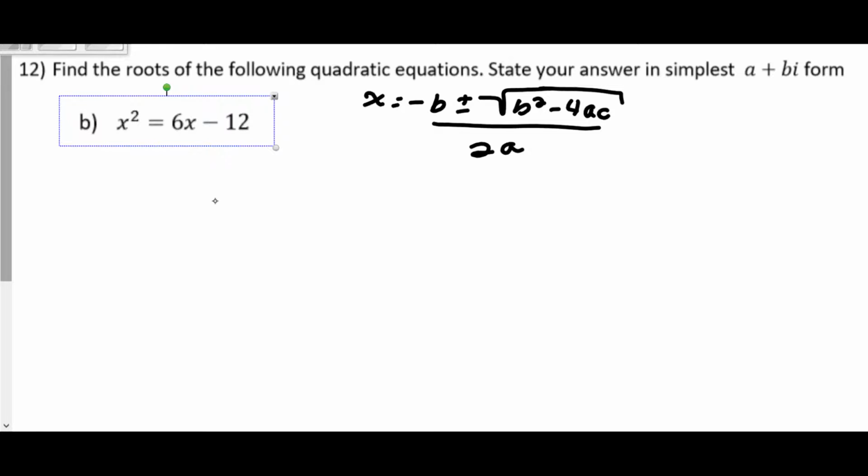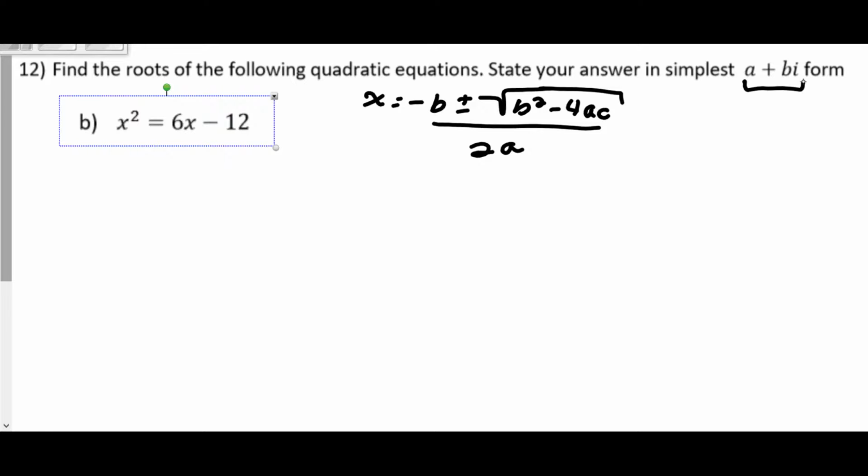Find the roots of the following quadratic equation. State your answer in simplest a plus bi form. This a plus bi form here is kind of giving us a hint that when we solve for our roots, they're going to be complex or imaginary. However, solving quadratics that end up in complex roots is no different than solving normal quadratic equations. You're still going to use the same methods. You can still use quadratic formula. You can still factor. You can still complete the square if you want to.